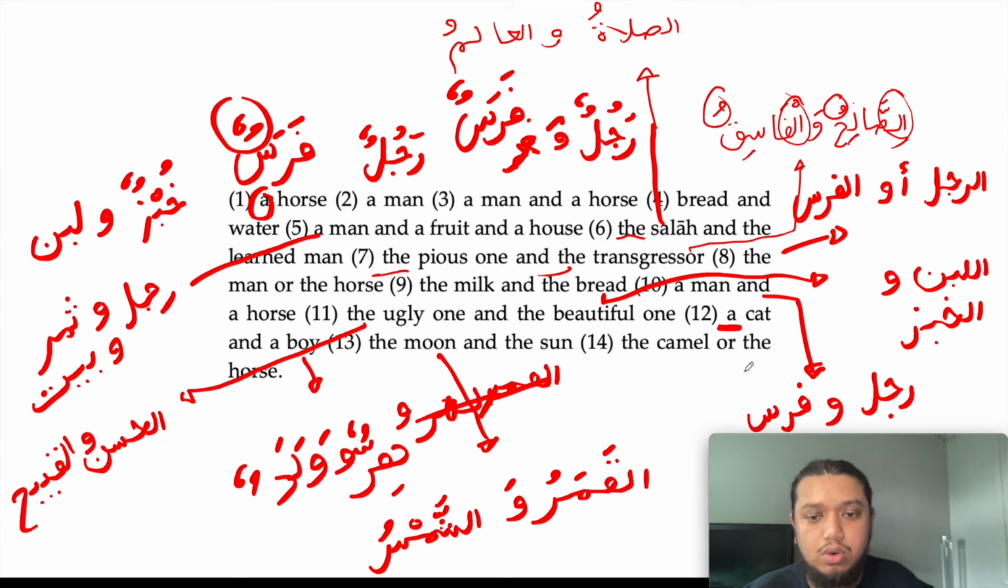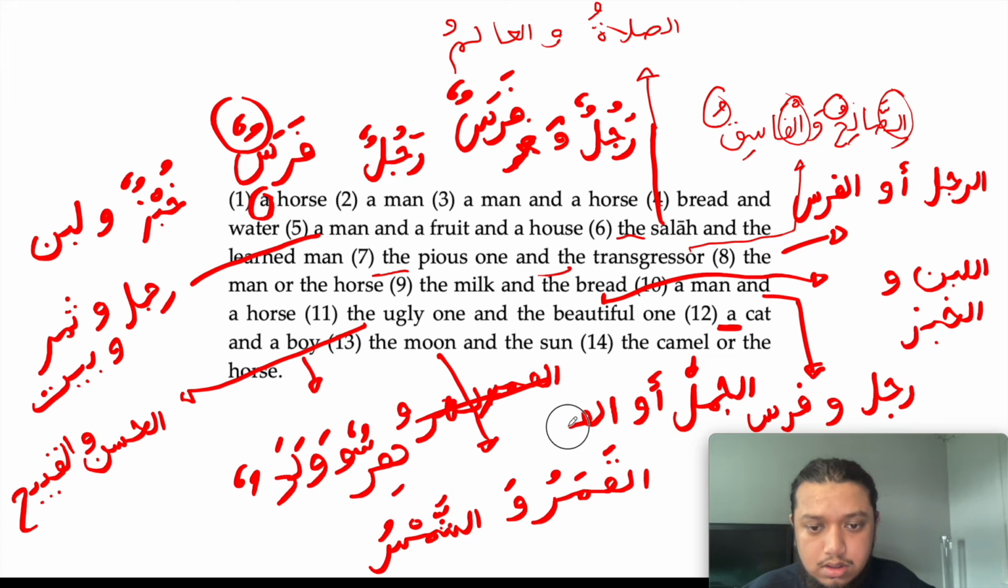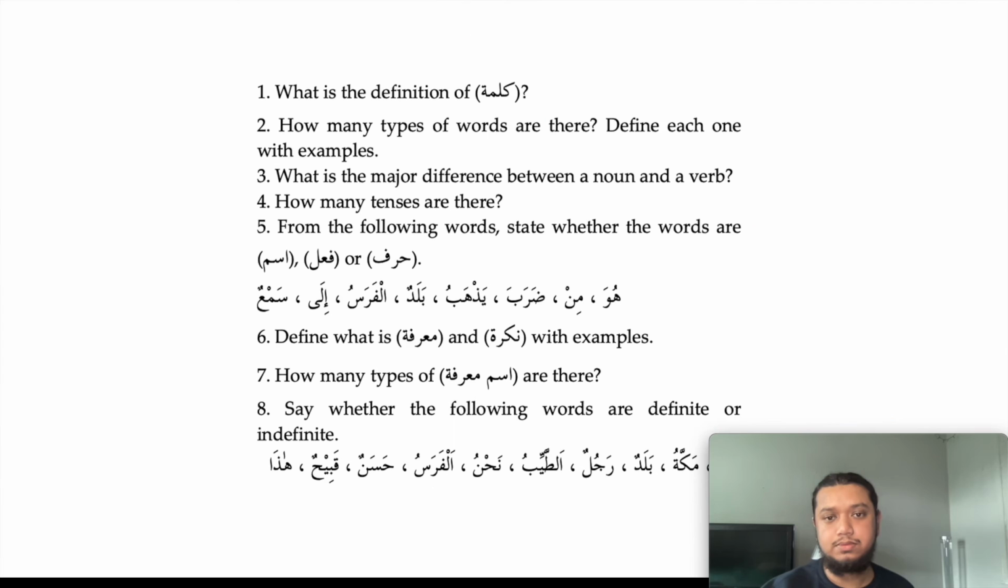The camel or the horse is al-jamal aw al-faras. Al-jamal aw al-faras. So what I would implore you to do is to check your answers with mine. And this now just brings us to a quick test. Once again, I would advise you to pause at this stage and check your answers with mine.